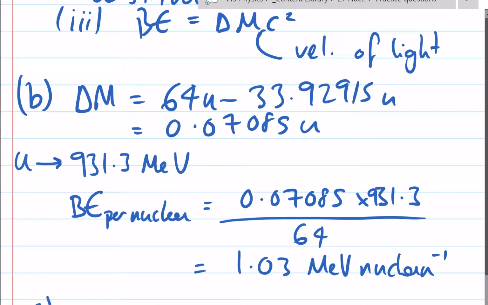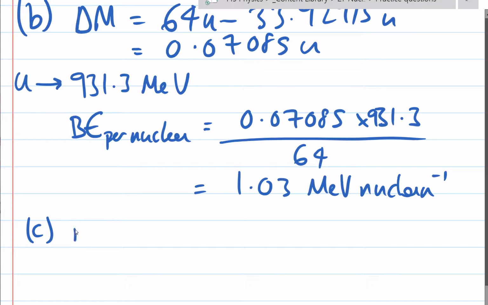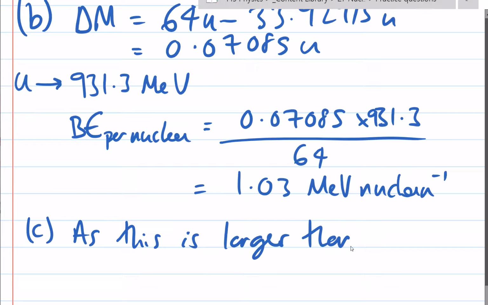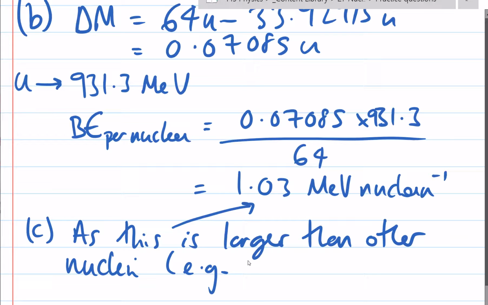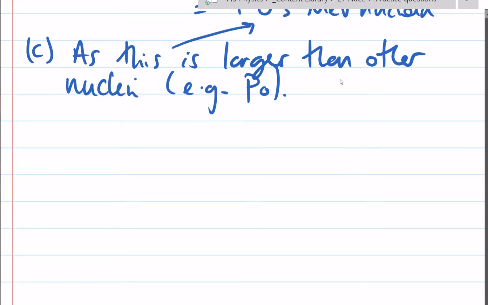Part C, why would you expect it to be stable? As this binding energy per nucleon is larger than other nuclei, e.g. polonium or plutonium, any of those.